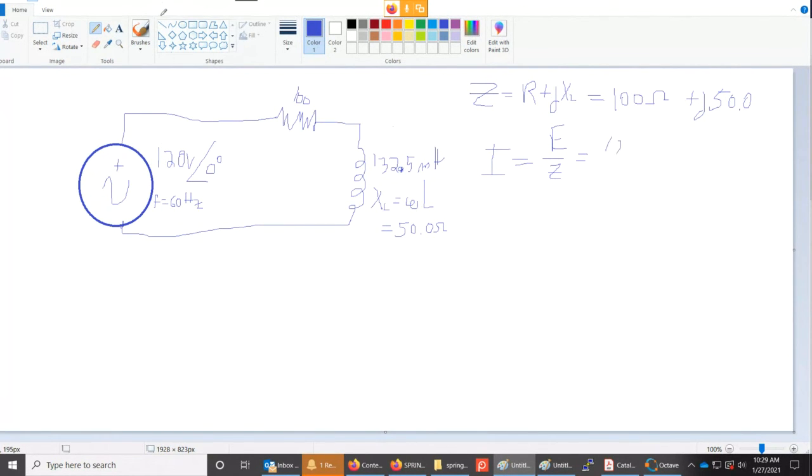And so we're going to have 120 volts, angle 0, divided by the 100 ohms plus j 50 ohms. Okay. It's just Ohm's law. Nothing special there, really. But we do have to calculate the angles.